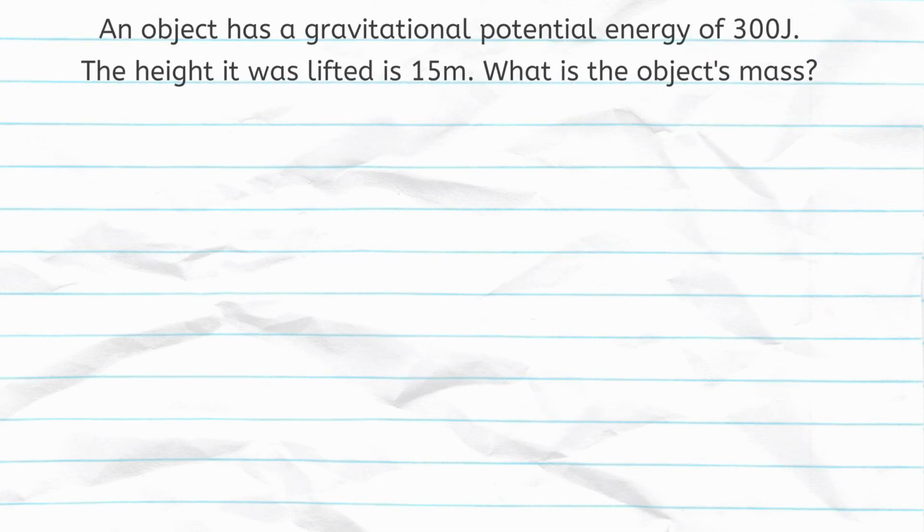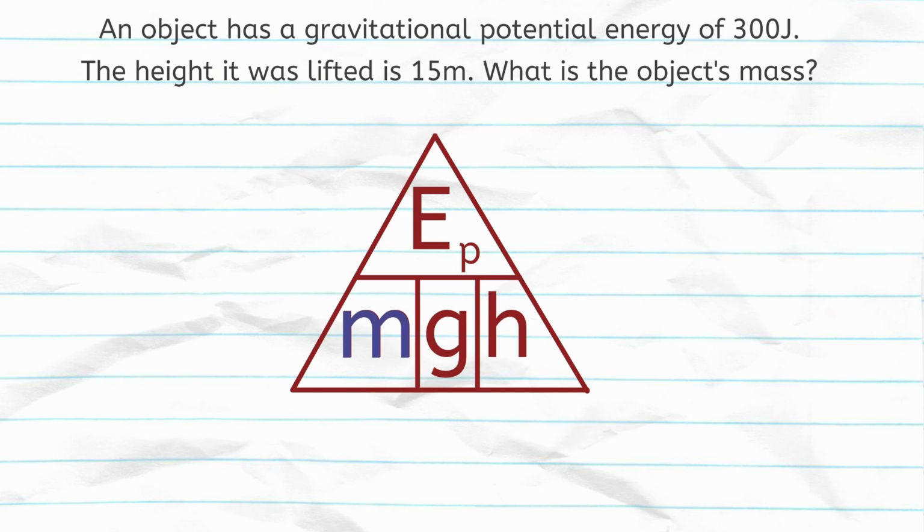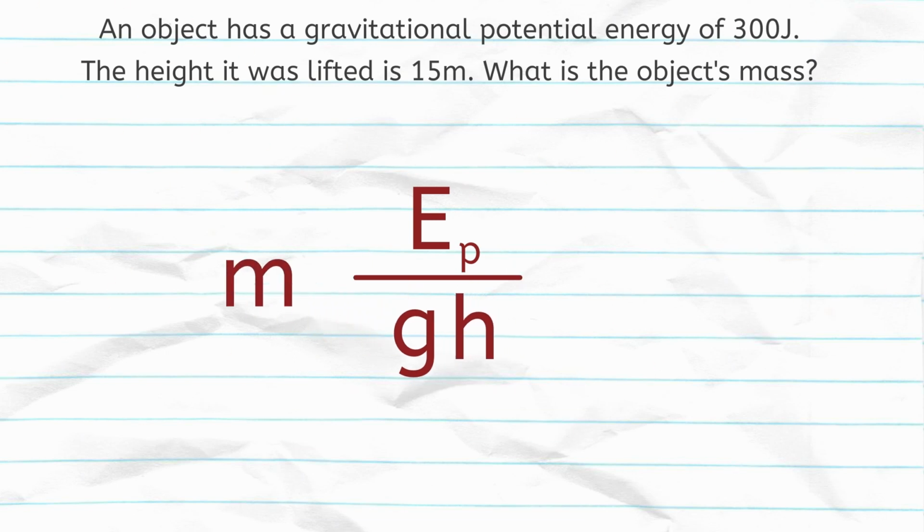One more for you. An object has a gravitational potential energy of 300 joules. The height it was lifted is 15 meters. What is the object's mass? We need to find the mass in the formula triangle. And we use the formula like this.